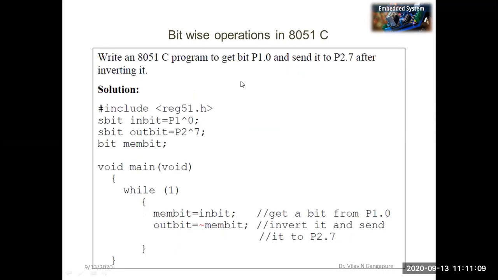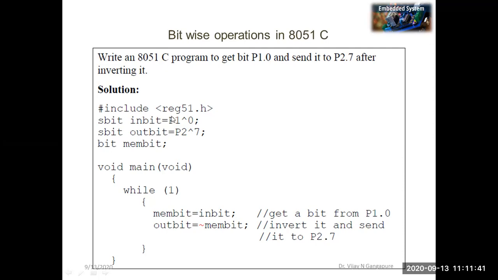Okay, the next program is: write an 8051 C program to get bit P1.0 and send it to P2.7 after inverting it. What we have to do is, the data bit on pin number 0 of port 1, 0 or 1, that we have to read, we have to invert that, and that inverted bit we have to send on port pin number 7 of port 2.